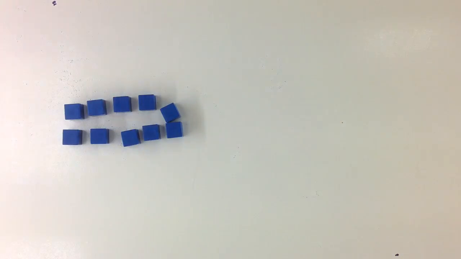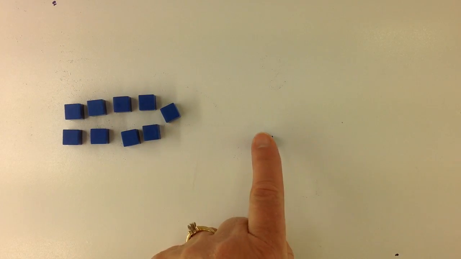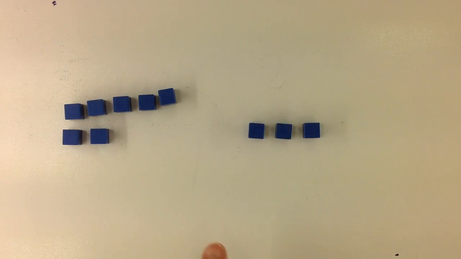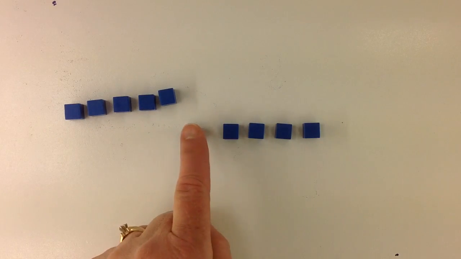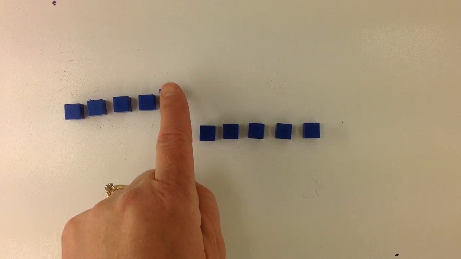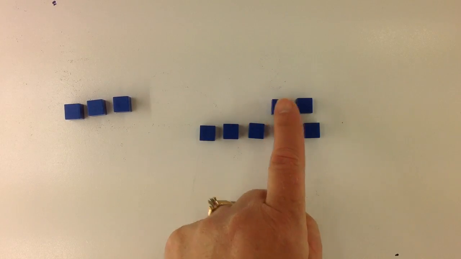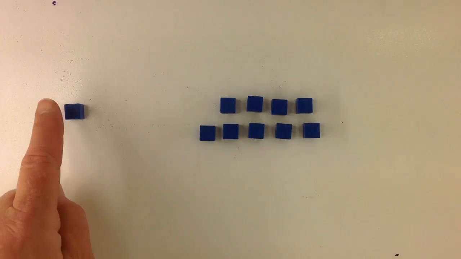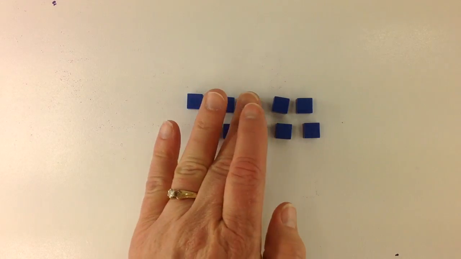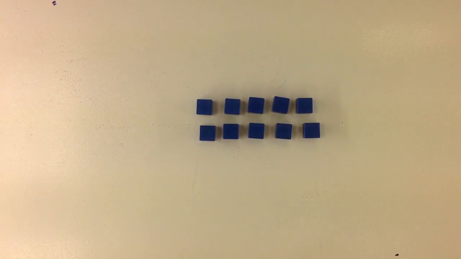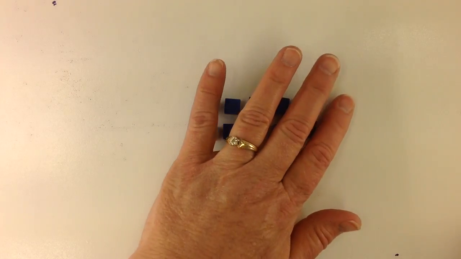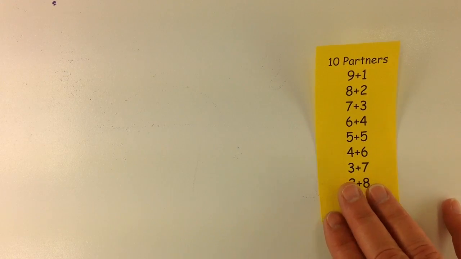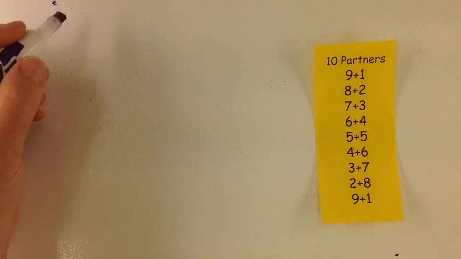So here we have 10 objects, and we can see those as 9 and 1, or 8 and 2, 7 and 3, 6 and 4, or 5 and 5. We can continue on to 4 and 6, 3 and 7, 2 and 8, or 1 and 9, although once they have the first half memorized, they have all the tools they need if they understand that they can reverse those. So I have a list prepared that shows what all of those partners are that we use when we use this strategy. So let's solve a problem.